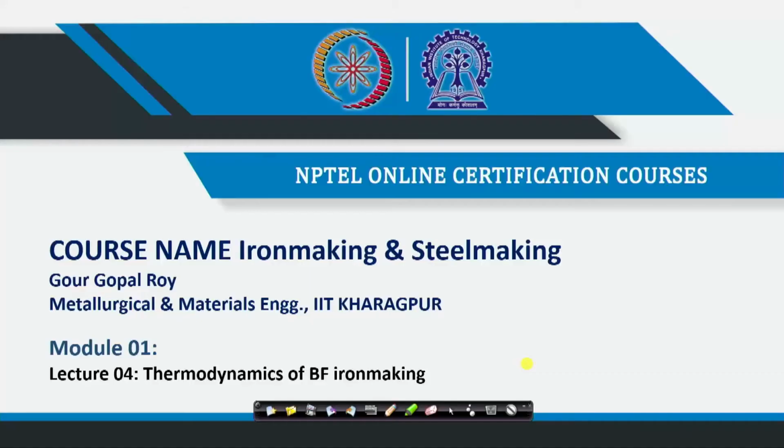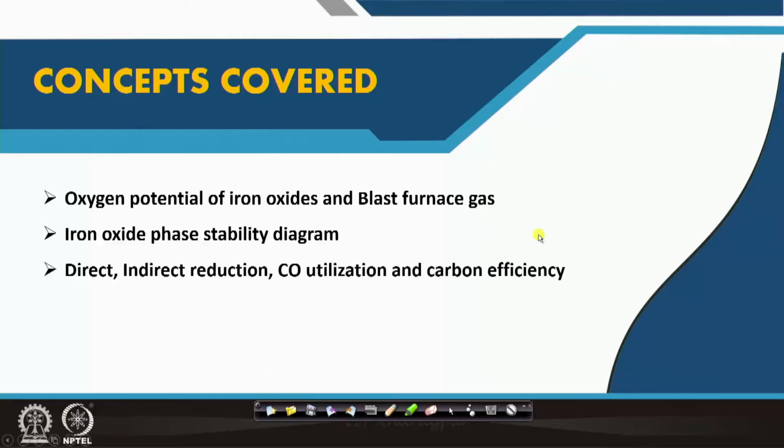Now, in this lecture, we will discuss the thermodynamics of blast furnace iron making. It is a little more elaborate compared to the basic thermodynamics I did during the iron making, steel making in the first lecture. Okay. So, the concepts covered here will be the oxygen potential of iron oxide and the blast furnace gases and their correlation, and then iron oxide phase stability diagram, direct indirect reduction, CO utilization and carbon efficiency.